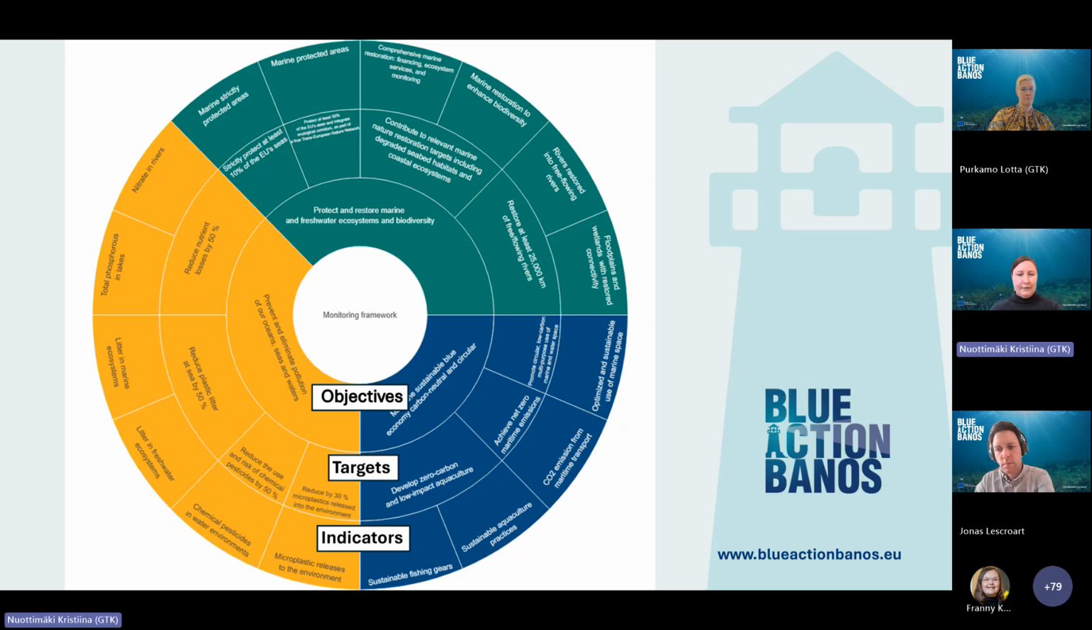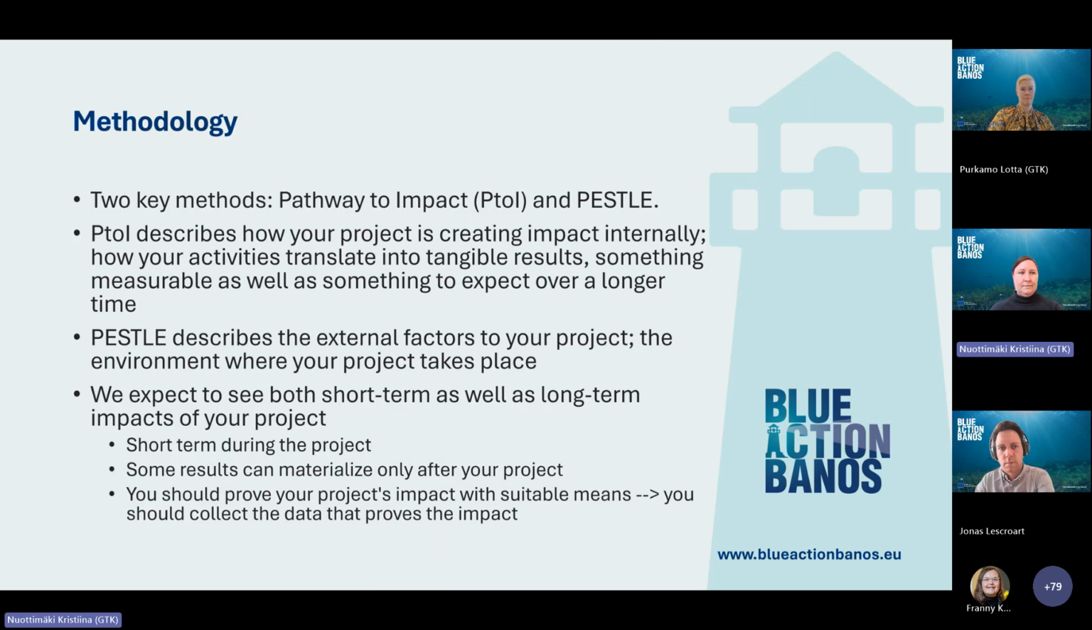But how do we monitor your indicators then? We have two methodologies, the pathway to impact and PESTLE. P2I describes how your project is creating impact internally. So how your activities translate into tangible results. So something measurable, as well as something to expect over a longer time period. Then PESTLE is a method that describes the external factors to your project, the environment where your project takes place. And we expect to see both short-term as well as long-term impacts of your project.